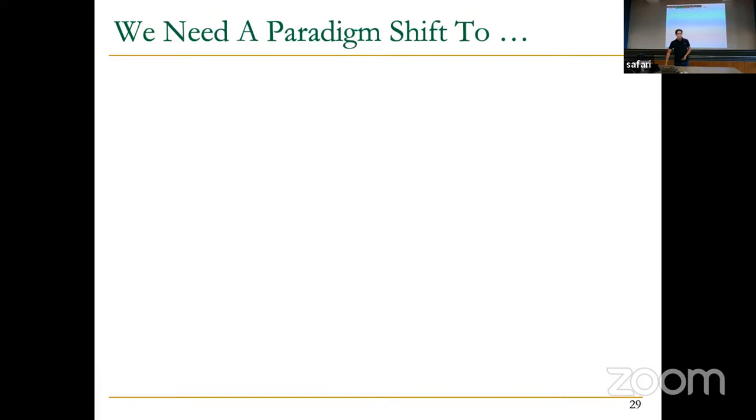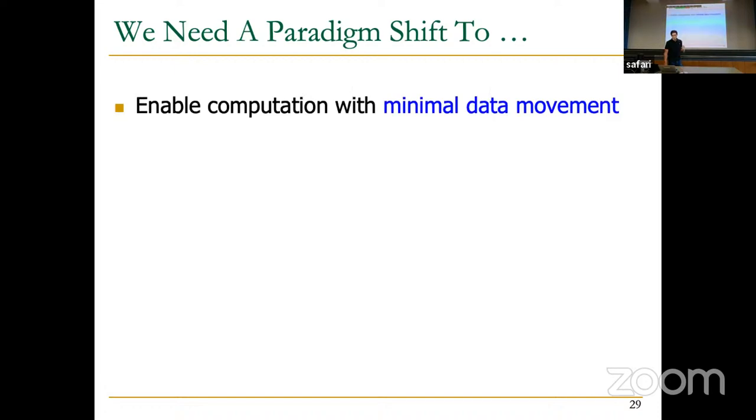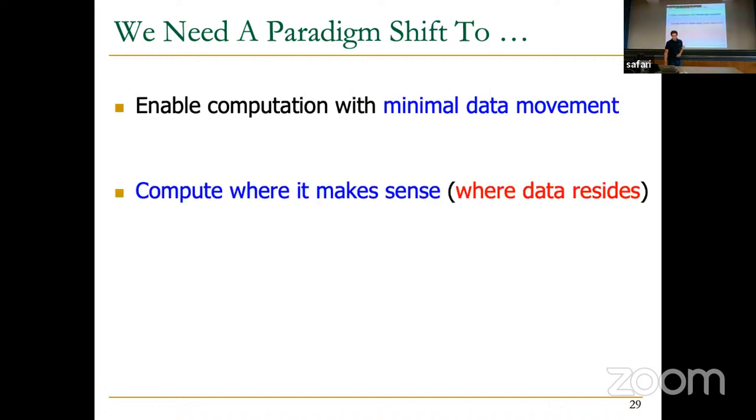And the way to do that is with a paradigm shift. Something needs to change in the way we design the computer architecture to enable minimal data movement, to compute where it makes sense, where the data resides. And what that means is that it's important that we really know where the latest version of each data instance resides.